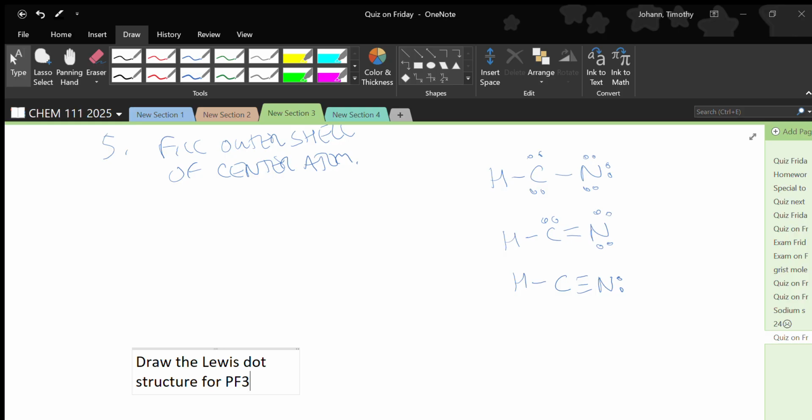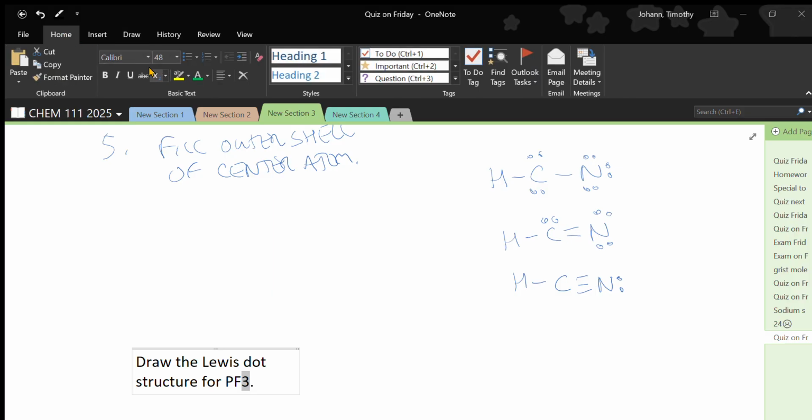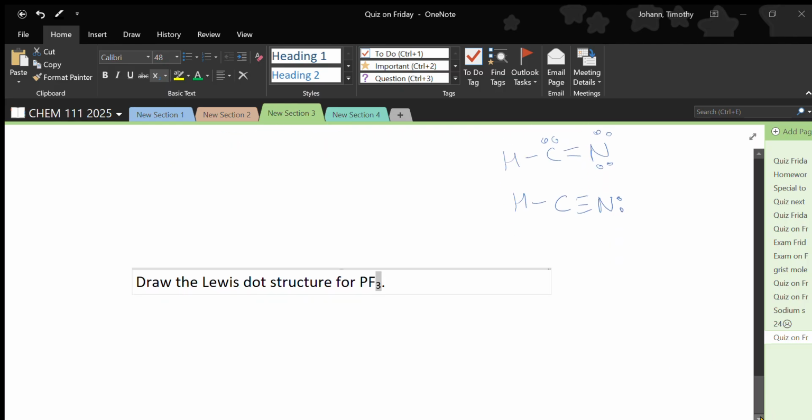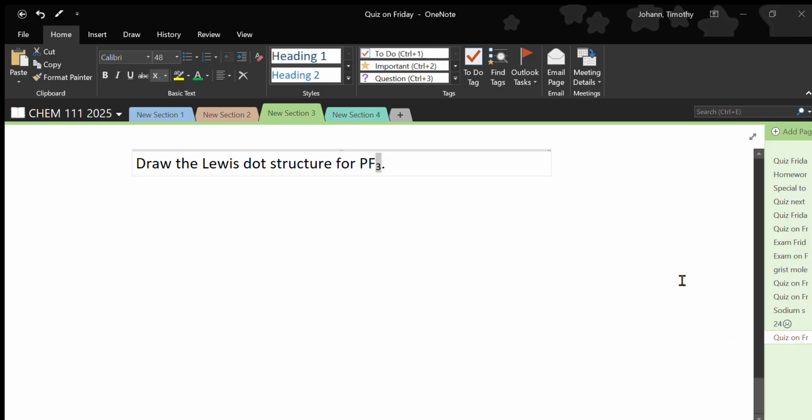Actually, I should have just named it so we could get some naming practice. But phosphorus trichloride, let's do that. So follow that set of steps for doing that.